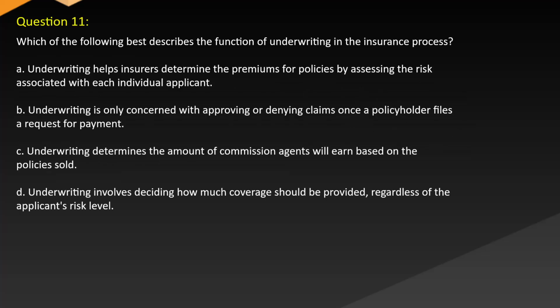Question 11. Which of the following best describes the function of underwriting in the insurance process? A. Underwriting helps insurers determine the premiums for policies by assessing the risk associated with each individual applicant. B. Underwriting is only concerned with approving or denying claims once a policyholder files a request for payment. C. Underwriting determines the amount of commission agents will earn based on the policy sold. D. Underwriting involves deciding how much coverage should be provided regardless of the applicant's risk level.